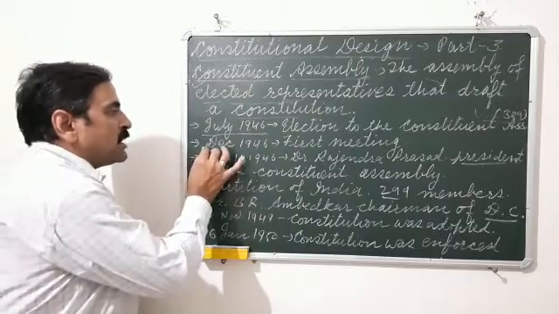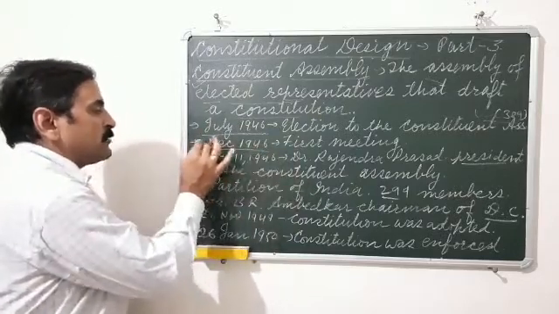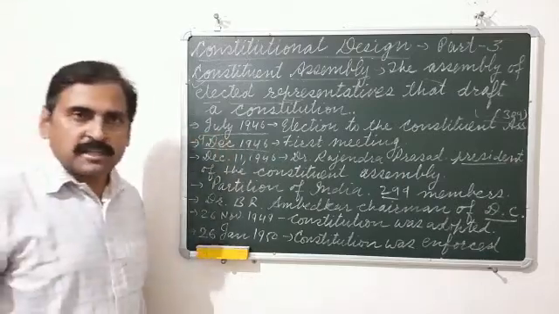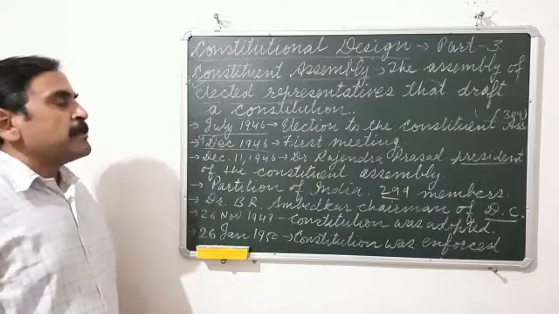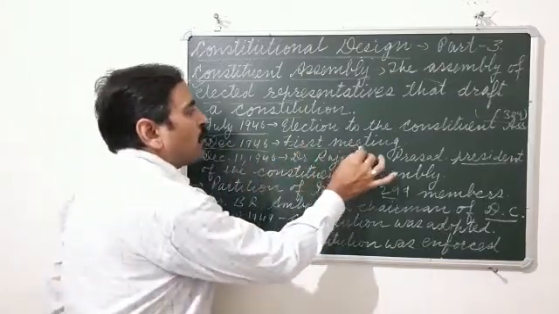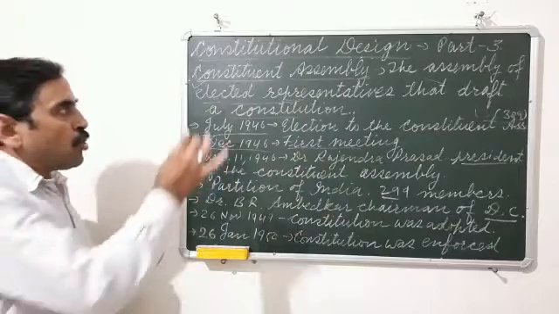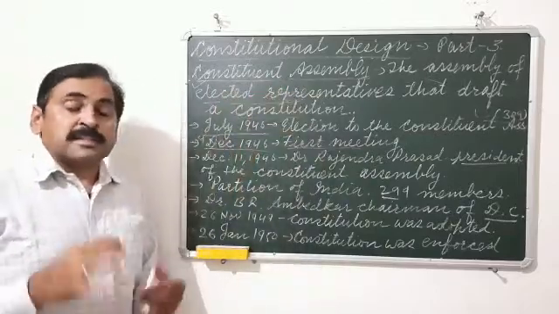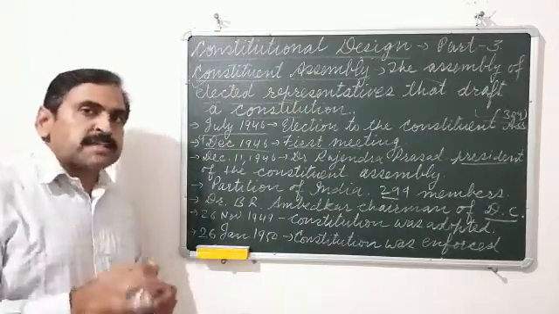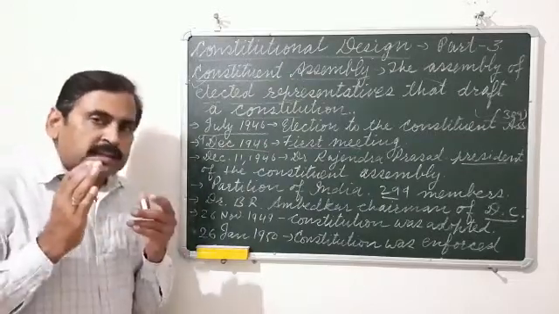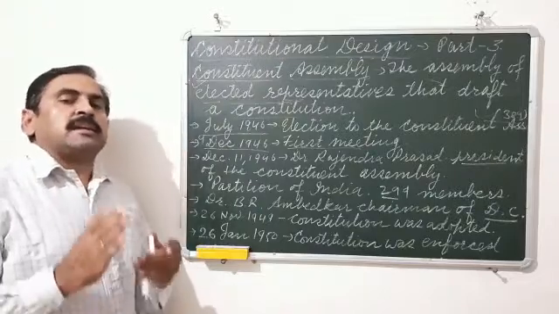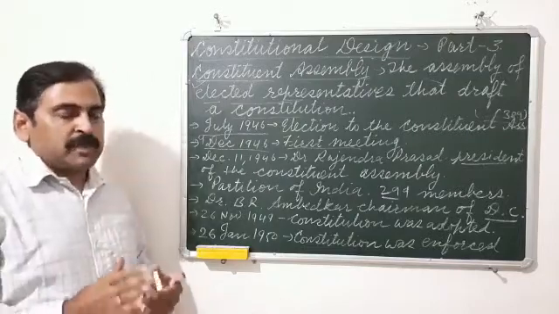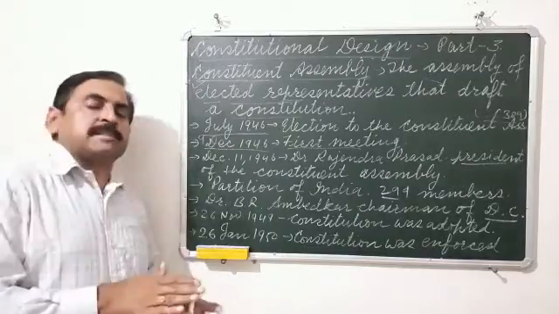Then, in December 1946, on the 9th of December 1946, the first meeting of the members of the Constituent Assembly took place, and as Sachidanand Sinha was the oldest member, at that time he was elected as the president of the Constituent Assembly, but he was only an interim president.